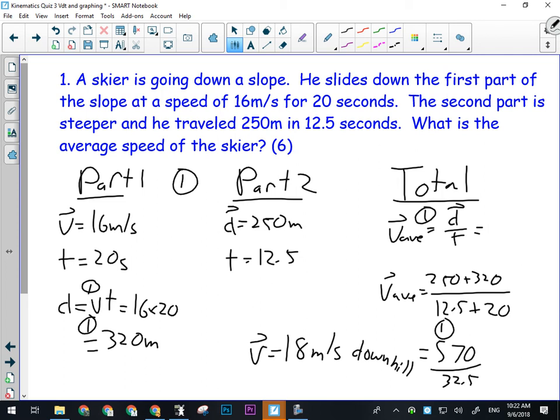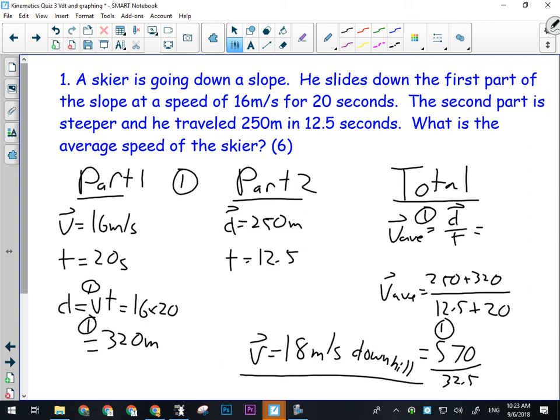Here's the thing on quizzes, guys. Well, anywhere. I don't give half marks. So if on their answer they're missing downhill or they have the wrong number of significant figures, they don't get their mark for the answer. They can have all their marks for the work all the way along, but if they don't have a vector and they don't have the right significant digits, they don't have the answer right, and thus it is just 100% wrong.